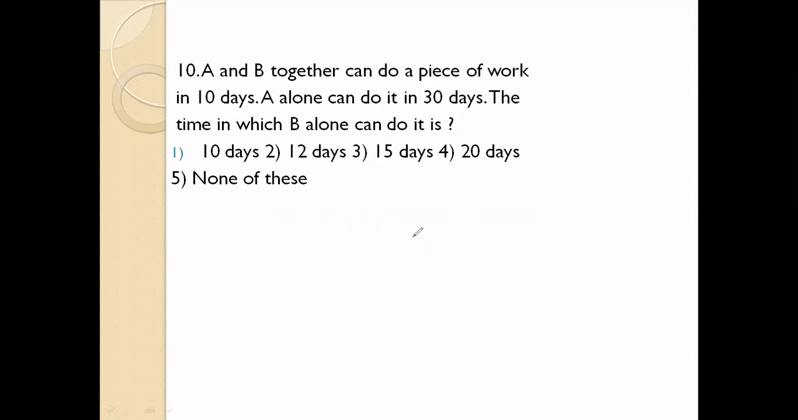Next. A and B together can do a piece of work in 10 days. A alone can do it in 30 days. The time in which B alone can do it is? A and B combined do the work, A individually does that work, B individually how many days to complete means here product by difference. Combined is given, one person individually given, to find another person individually means product by difference. 10 into 30 by 20. 1 ja, 2 15 ja. 15 days. Option number 3 is the right answer.